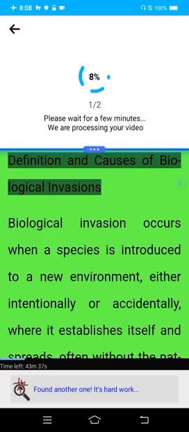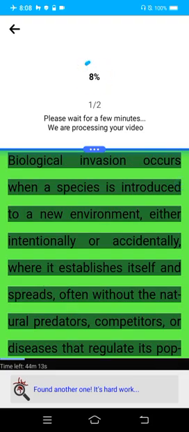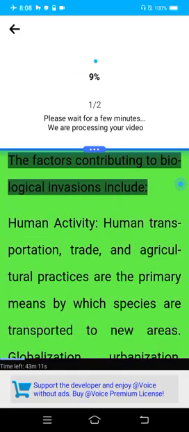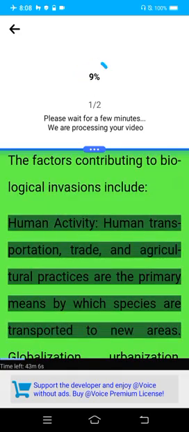Definition and causes of biological invasions. Biological invasion occurs when a species is introduced to a new environment, either intentionally or accidentally, where it establishes itself and spreads, often without the natural predators, competitors, or diseases that regulate its population in its native habitat. The factors contributing to biological invasions include human activity. Human transportation, trade, and agricultural practices are the primary means by which species are transported to new areas.